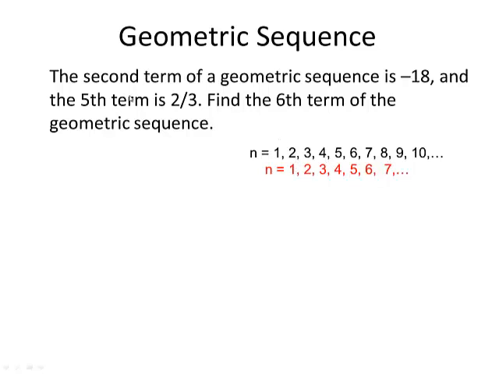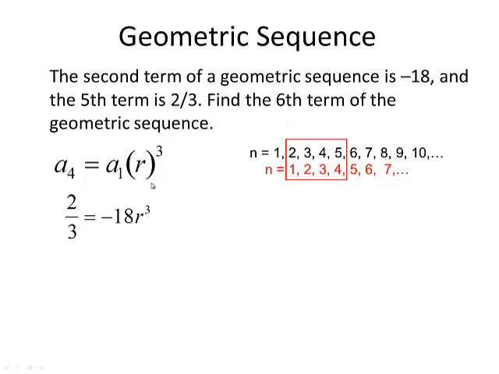Subtract 1 from 2, the second one, to get my first one. That means my 5th one is really, subtract 1, my 4th term, and I will really be trying to find the 5th one pretending that this is the first one. Alright, so the 4th term is equal to the first one times r to the 3rd power. 4 minus 1 is 3. Okay, putting some numbers in, my first term is -18. My 4th term is 2/3.